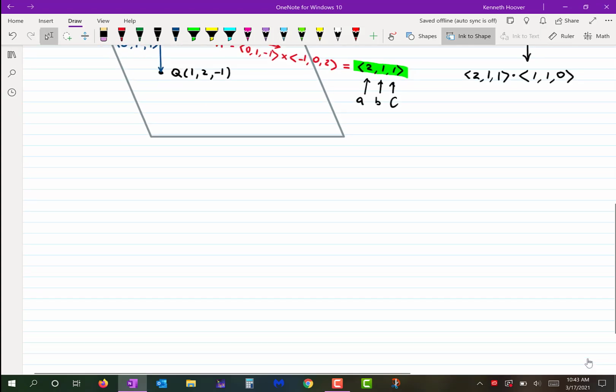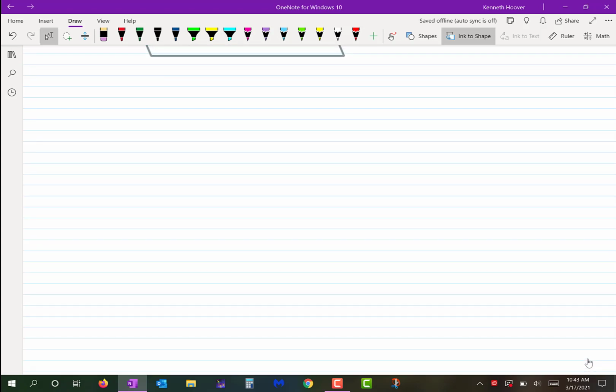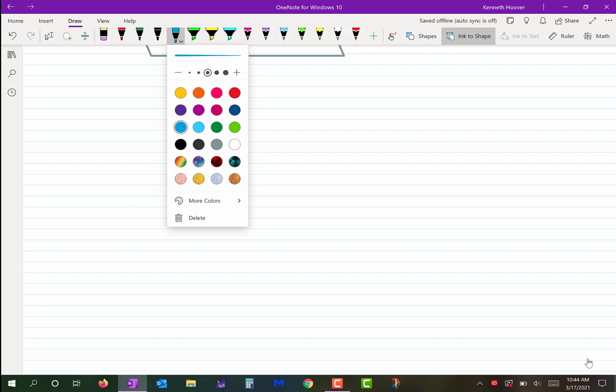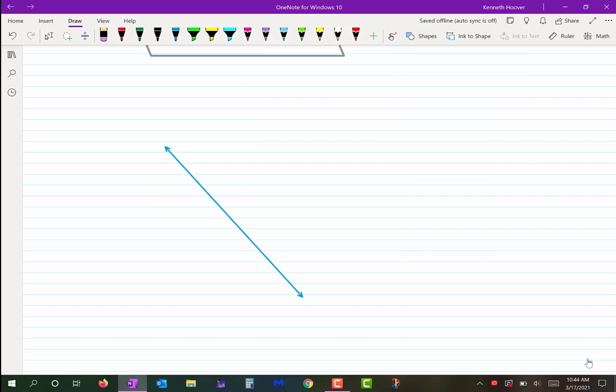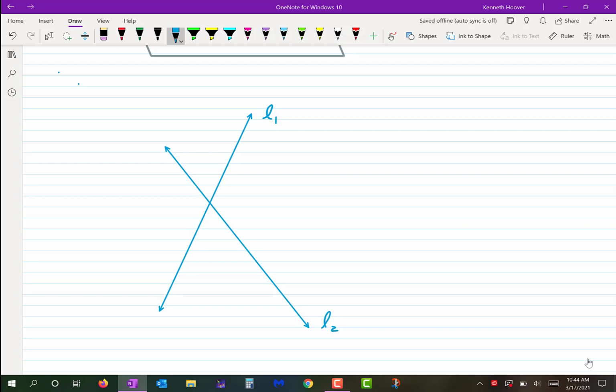Okay, how do you find the equation of a plane if you're given 2 lines on the plane? All right, let's say we have two lines that intersect each other. Okay, let's call these line 1 and line 2. So let's call this one line 1. We'll call this one line 2. Okay, what if you're given the equation of those two lines?